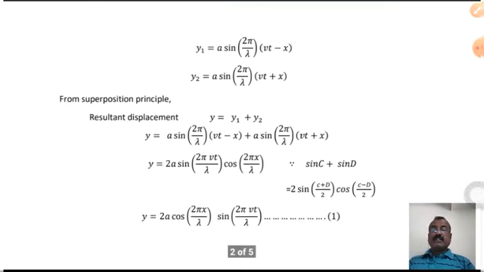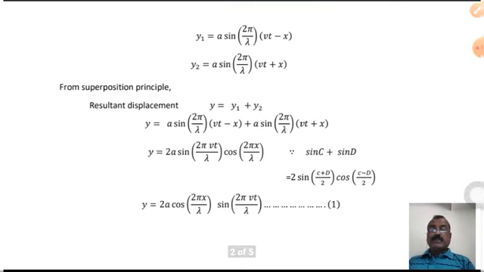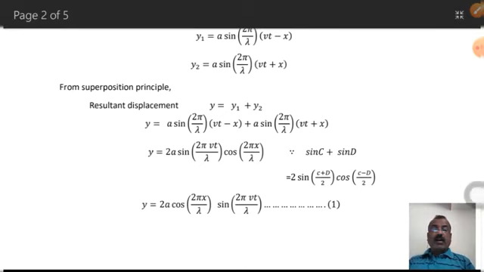How is this expression reduced? This expression is reduced because we know that sin C plus sin D is equal to 2 sin (C plus D) by 2 cos (C minus D) by 2. Finally, we can modify the above equation.